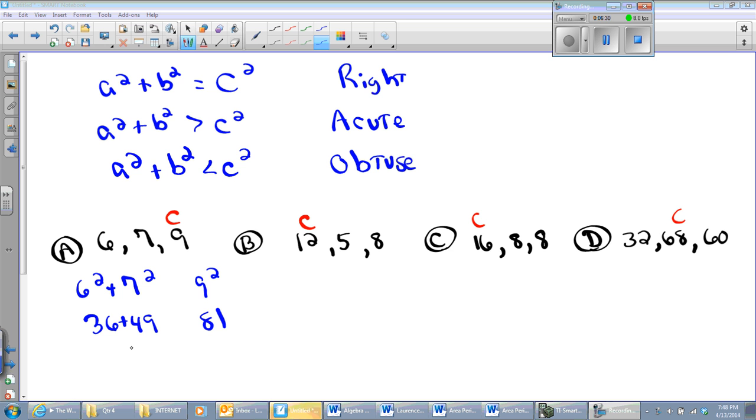And let me add those together. It looks like I'm going to get 85. And 85 is greater than 81. Therefore, this is an acute triangle. See how simple this is?